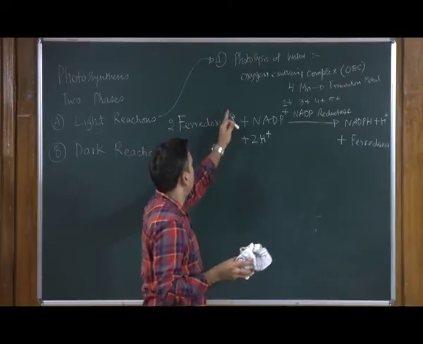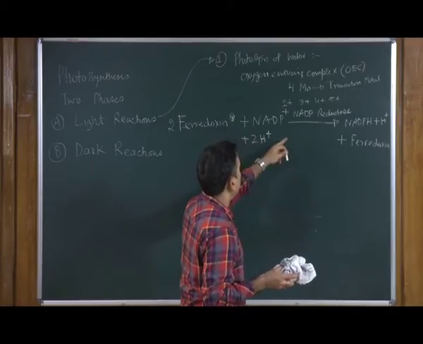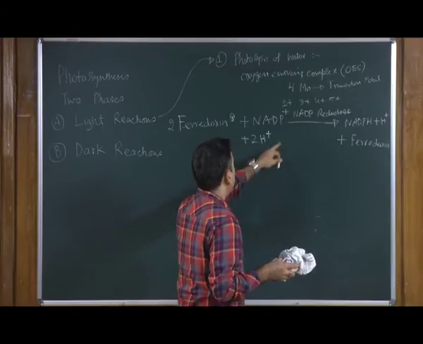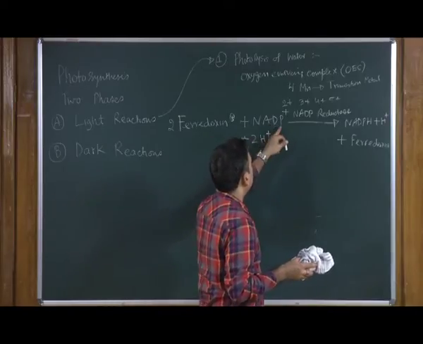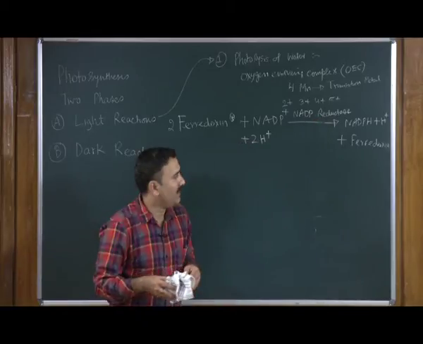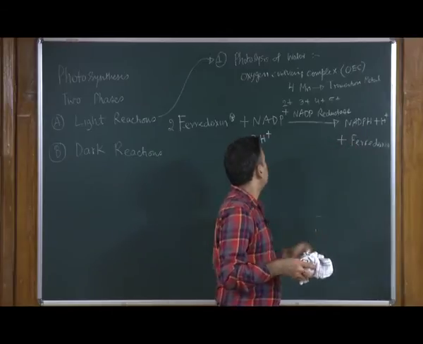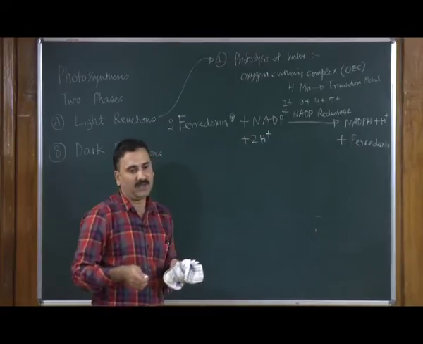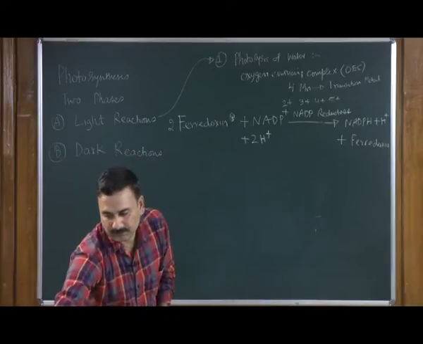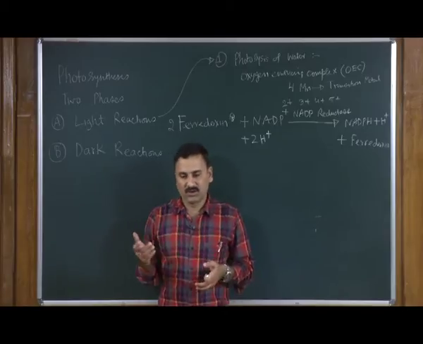So, ferredoxin, which contains electrons, transfers those electrons, and in this process it assimilates the proton with the NADP plus with the help of the enzyme known as NADP reductase, to produce the NADPH, and this NADPH is downstream used in the chemical reactions.